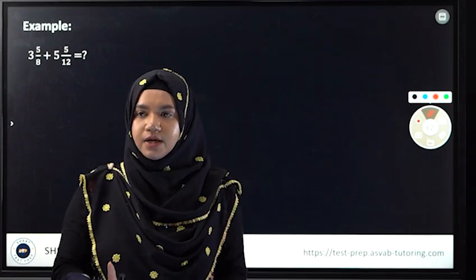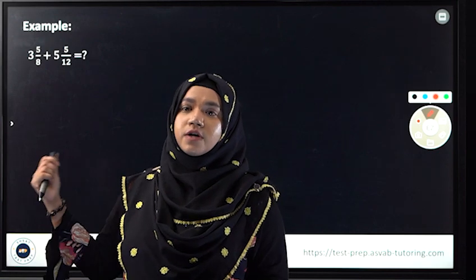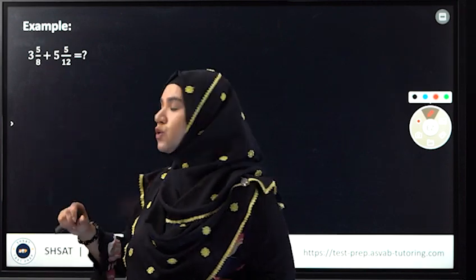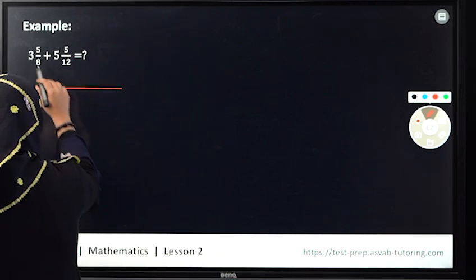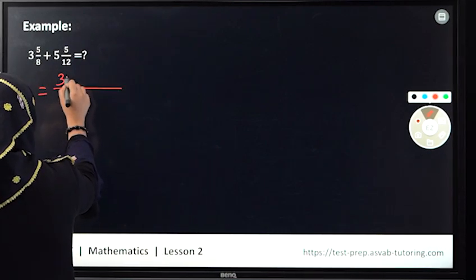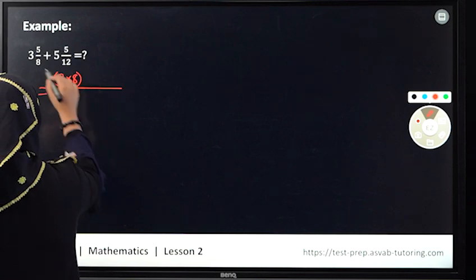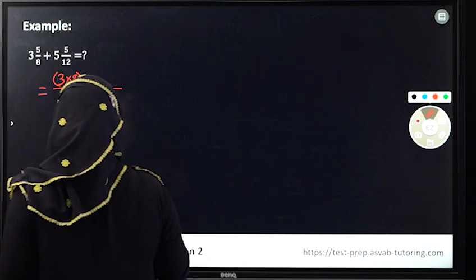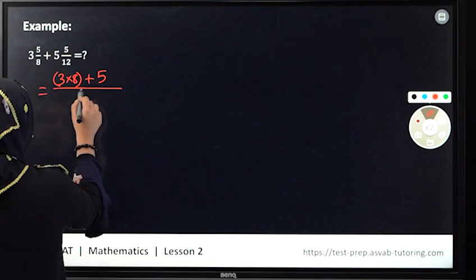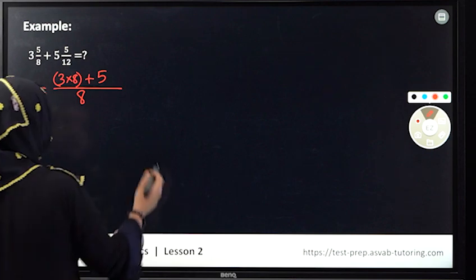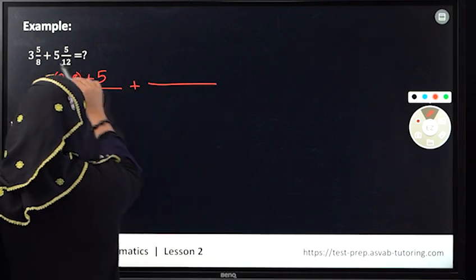The first step here is we most definitely need to convert the numbers here to improper fractions. How do we do that? Just like I said, in the numerator parts, we need to multiply whatever we find as the quotient and the divisor. So that's going to be 3 times 8, and then add it to the remainder. So add it to 5. And we end up with 8 as the denominator.